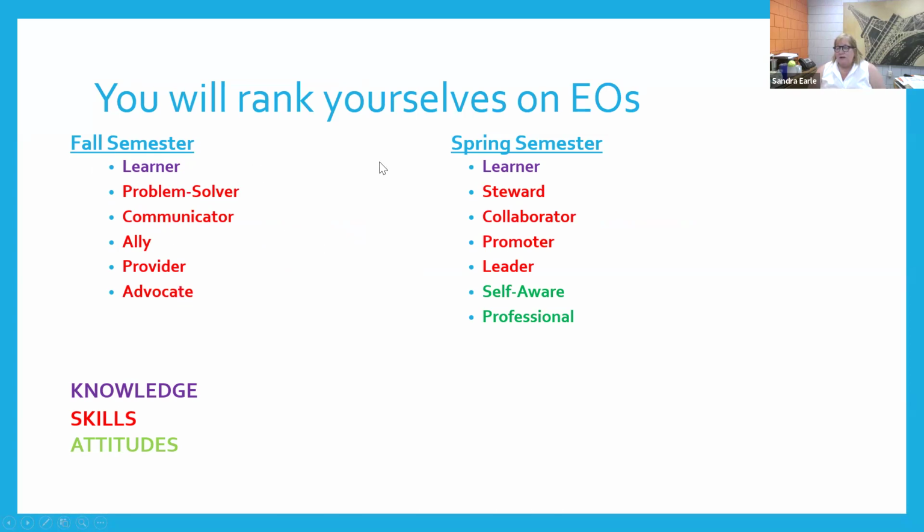And then all these in red are skills. So each semester, you're going to assess yourself as a learner, because that's really the biggest thing that you're doing here. But you're also going to be evaluating yourself in the fall on your ability to problem solve, communicate, your ally as being an advocate for your patient, a provider, and actually advocate and ally, they're different, right? They switch this around. I got to double check that. They switch this around. And there are definitions for all of these for you.